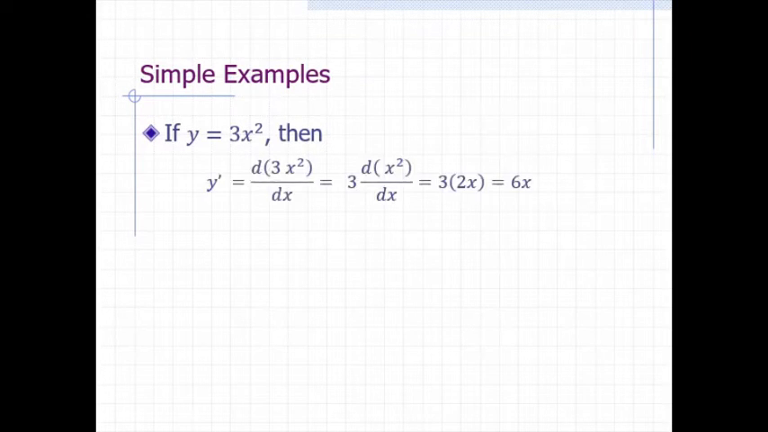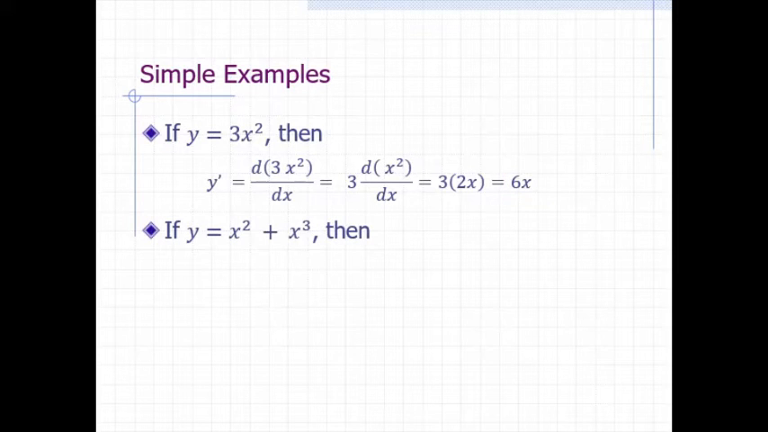Here are some examples. Suppose y is equal to 3x squared. The derivative of y with respect to x is the derivative of 3x squared with respect to x. Here we have a constant, 3, times a function of x, which is x squared. We can factor out the 3. So the derivative is equal to 3 times the derivative of x squared. The derivative of x squared with respect to x is 2x. 3 times 2x is 6x.